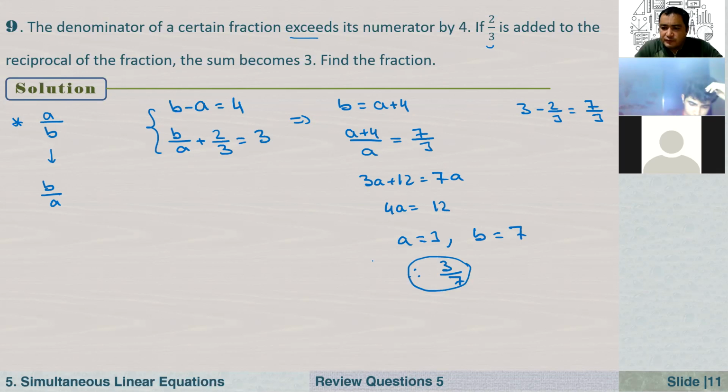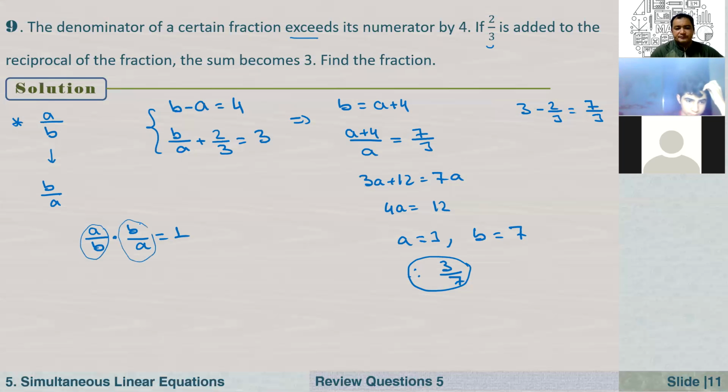Musa, now I'm listening to you. I have the same fraction, but the reciprocal I have like a divided by b. Okay, reciprocal means b over a, because they are reciprocal to each other, because the product a over b times b over a is equal to 1. So actually these two fractions are called reciprocals of each other.